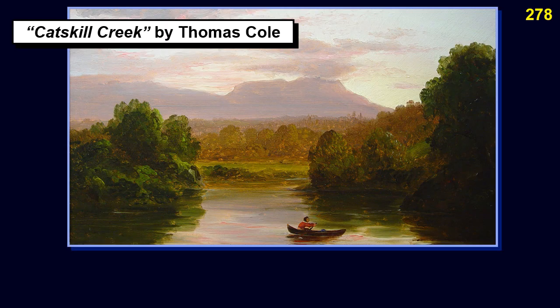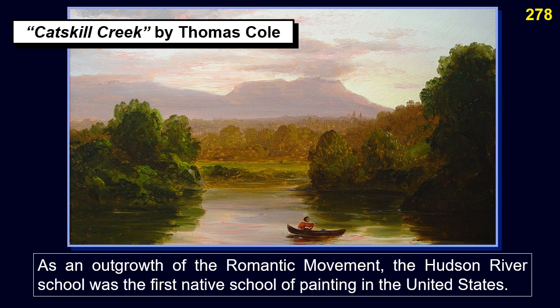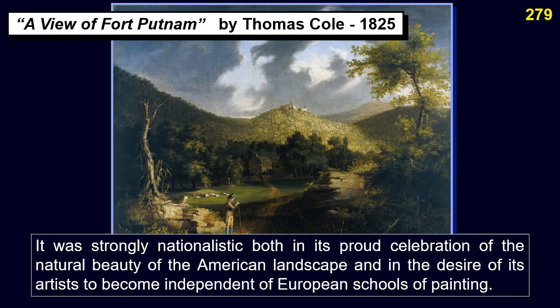As an outgrowth of the Romantic movement, the Hudson River School was the first native school of painting in the United States. It was strongly nationalistic both in its proud celebration of the natural beauty of the American landscape and in the desire of its artists to become independent of European schools of painting.